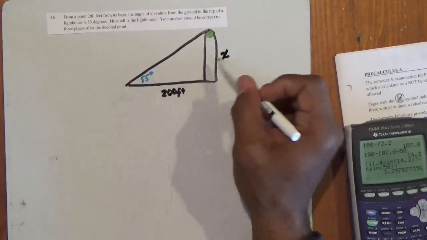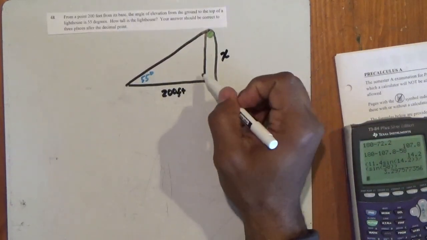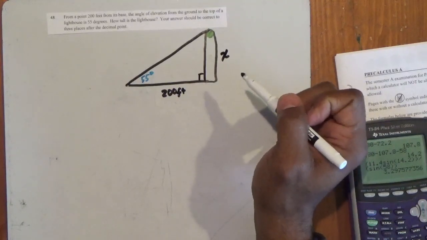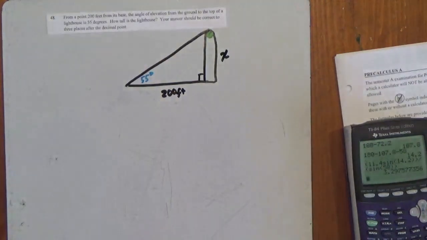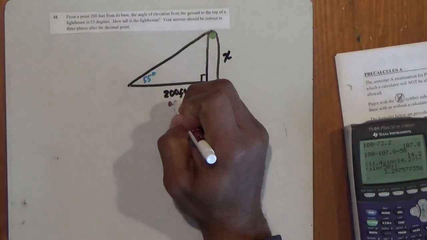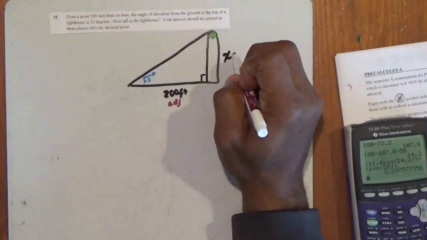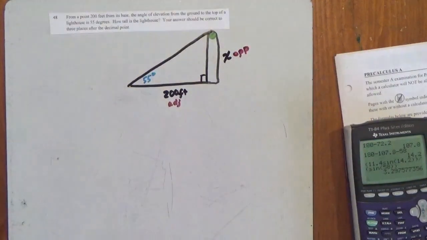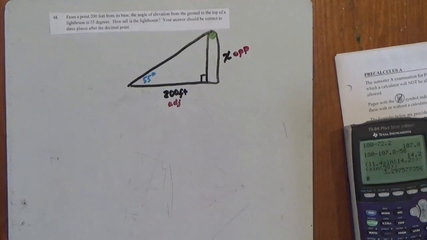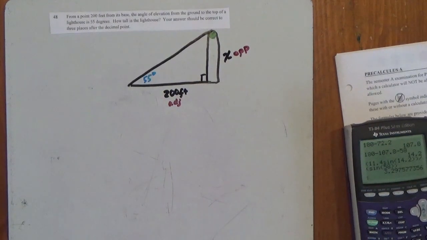Once again, it's a right triangle, so this is a question where SOHCAHTOA would help us. We know the adjacent side and we're looking for the opposite. So adjacent, opposite, SOHCAHTOA, we would use tangent.